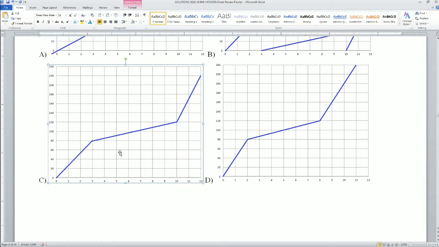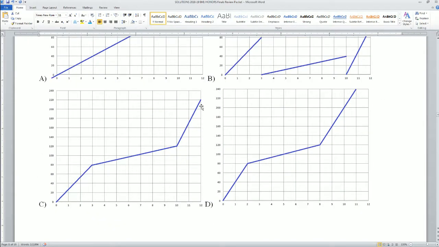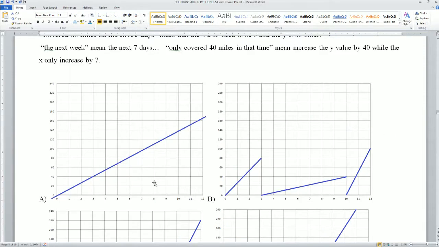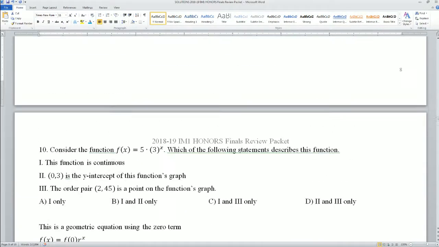So again, make sure you look at the axes, right? Also here, it seems like he went 240. Makes no sense because his road trip was only 220 miles. Okay? Good? Alright. This one wouldn't make sense because he wouldn't even make the 220 miles. Alright. Let's look at number 10.